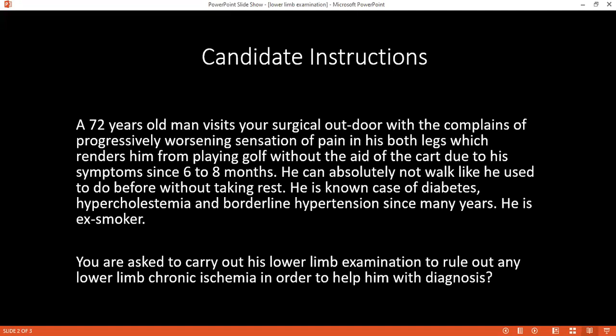Right. So if you have read and understood, considering it a clinical examination station, please begin.